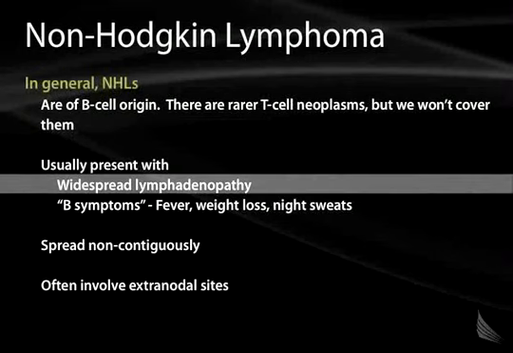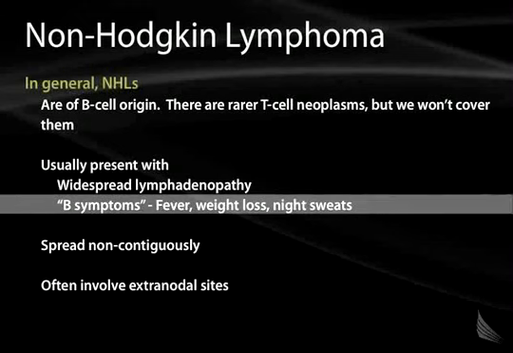Non-Hodgkin's lymphomas usually present with widespread lymphadenopathy and marked B symptoms. By B symptoms, we mean fever, weight loss, and night sweats. And those are important for both staging and prognosis. They change people from a stage A to a stage B, depending upon the number of the stage 1, 2, or 3.